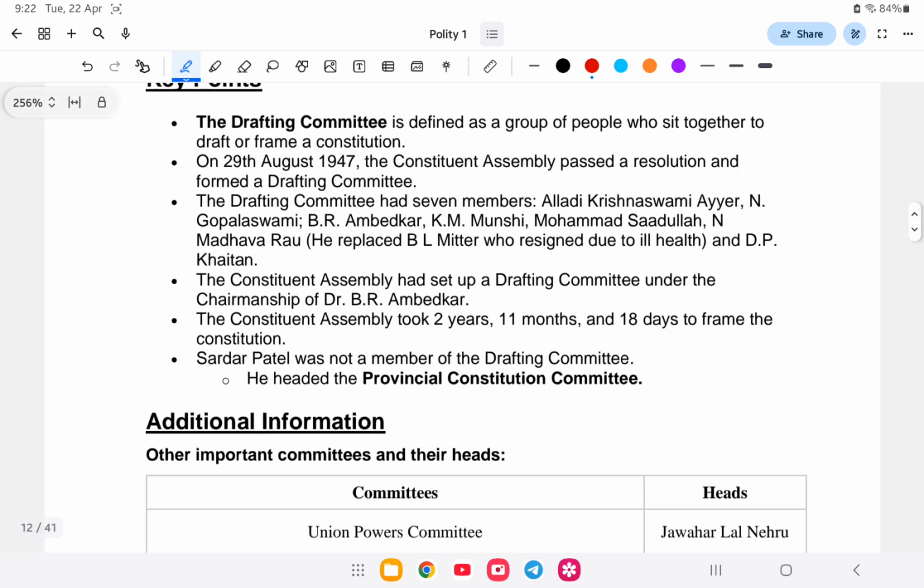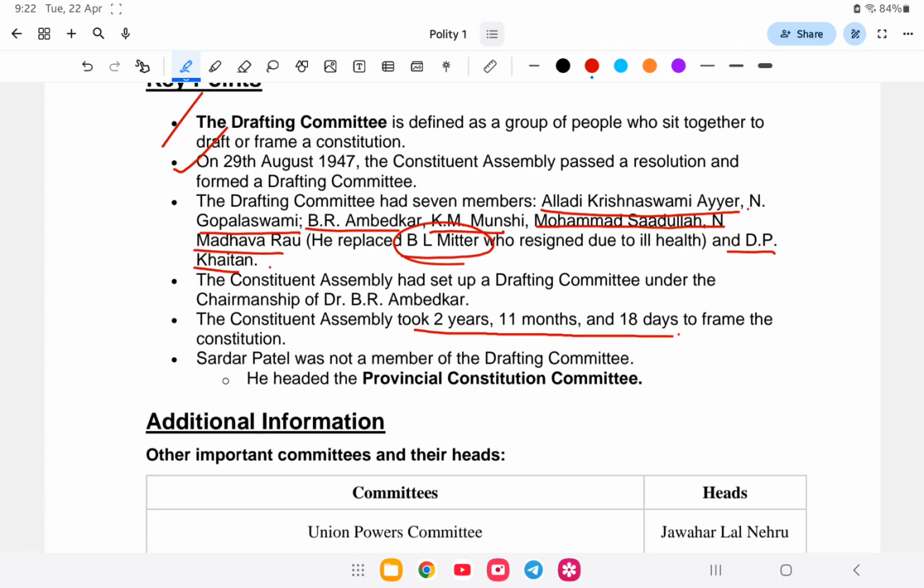The drafting committee was a group of people who sat together to form the Constitution. On 29th August 1947, the Constituent Assembly passed a resolution and formed the drafting committee. The members were Alladi Krishnaswami Iyer, Gopalaswamy Ayyangar, B.R. Ambedkar, K.M. Munshi, Mohammad Sadullah and Madhav Rao. He replaced B.L. Mitter and D.P. Khaitan. It took 2 years, 11 months and 18 days to form the Constitution.